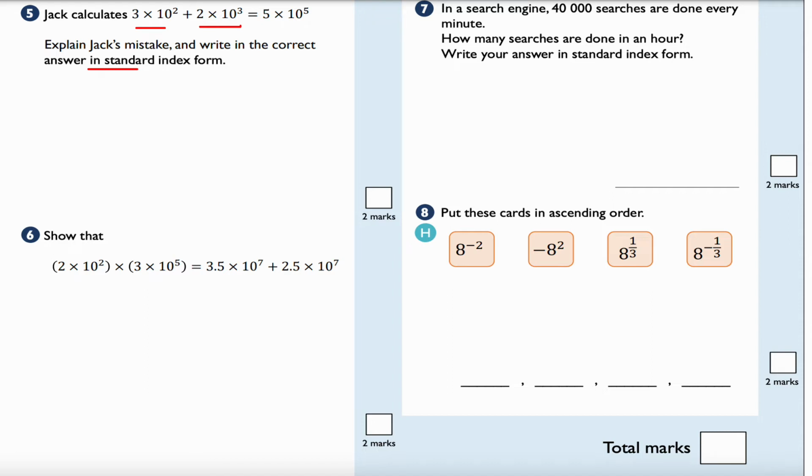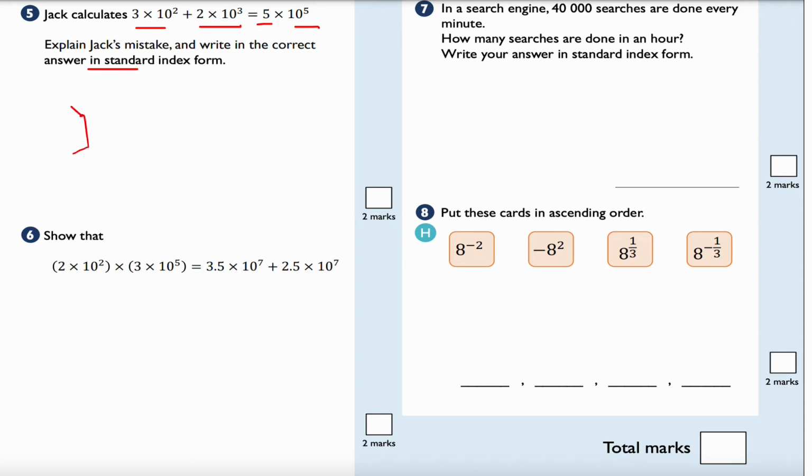So Jack has done 3 plus 2, which is 5, which is actually correct, but it's not correct in this context. I've got to work out each of these separately and then add my answer because the powers are different, therefore the place values will be different. And then Jack's done 10 squared times 10 cubed, which is 10 to the 5, but I can't quite do that when I'm actually adding, so I'm going to work it out separately.